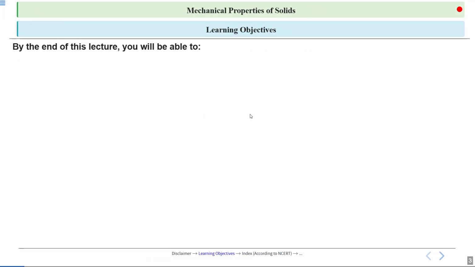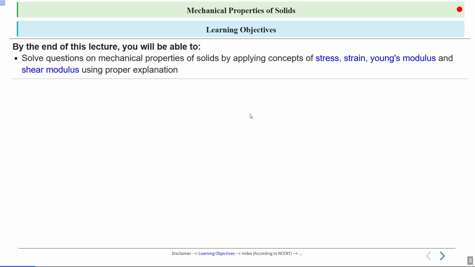Learning objectives. By the end of this lecture you will be able to solve questions on mechanical properties of solids by applying concepts of stress, strain, Young's modulus and shear modulus using proper explanation.